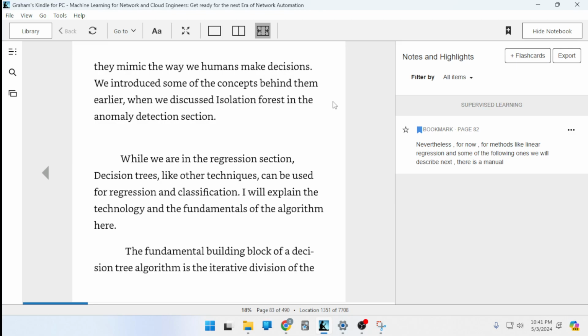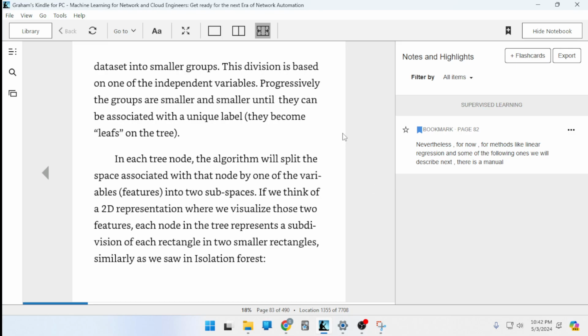While we are in the regression section, decision trees, like other techniques, can be used for regression and classification. I will explain the technology and the fundamentals of the algorithm here. The fundamental building block of a decision tree algorithm is the iterative division of the dataset into smaller groups. This division is based on one of the independent variables. Progressively, the groups are smaller and smaller until they can be associated with a unique label. They become leaves on the tree.